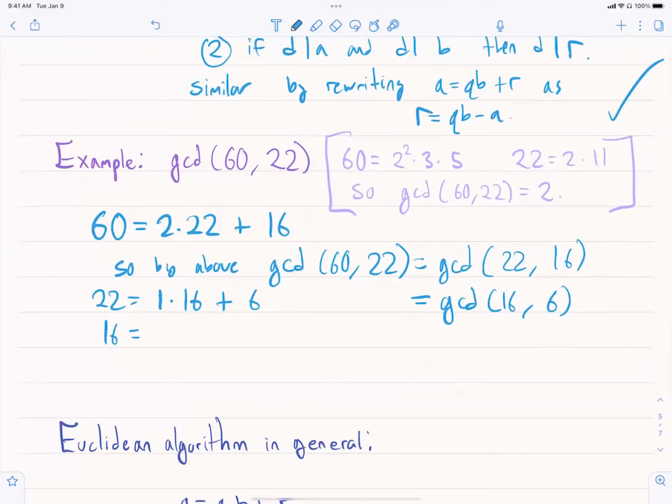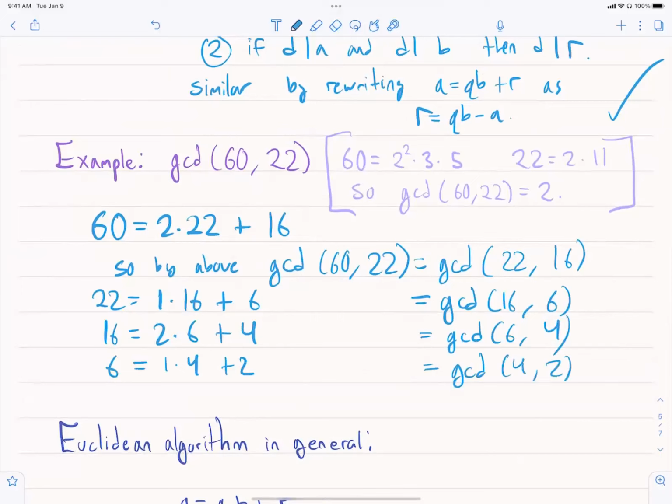So 16 is equal to 2 times 6 plus 4. So this is equal to the GCD of 6 and 4. And 6 is equal to 1 times 4 plus 2. So this is equal to the GCD of 4 and 2. Okay, this is getting a little ridiculous, but still I'm going to go all the way. And then I get 4 is equal to 2 times 2 plus 0. So this is equal to the GCD of 4 and 0.